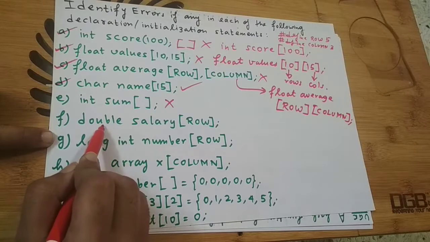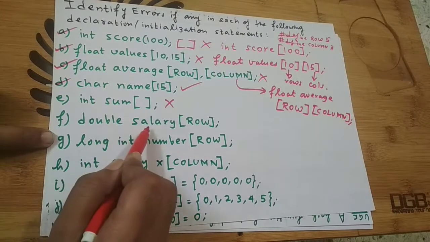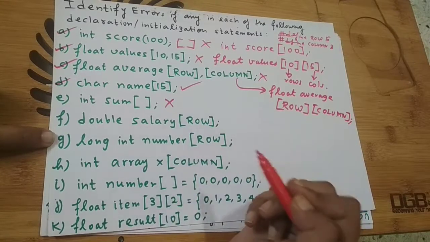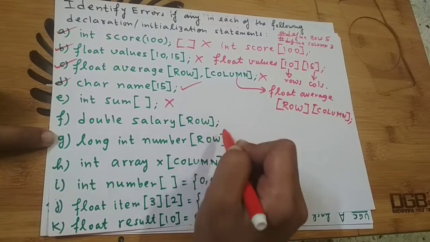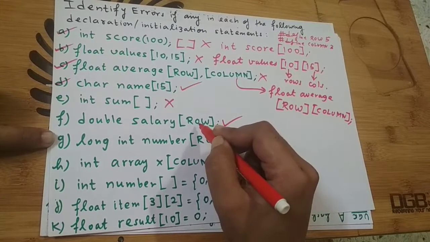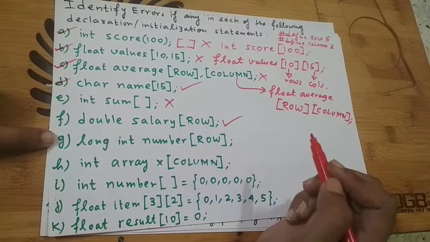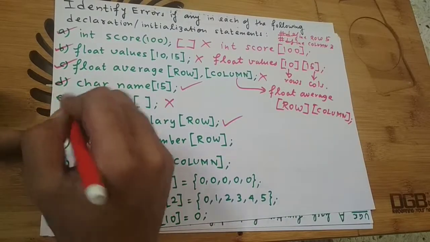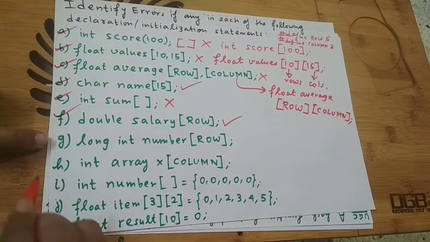Now let's look at number F. Here we have double, a valid built-in type, salary, a valid identifier. Then we have the pair of box brackets which denotes an array, and then we have row. So this is also fine, right? This is also perfectly okay, because row represents a symbolic constant, and we know that the size of an array can be a symbolic constant as discussed in the previous video. So this takes care of number F.